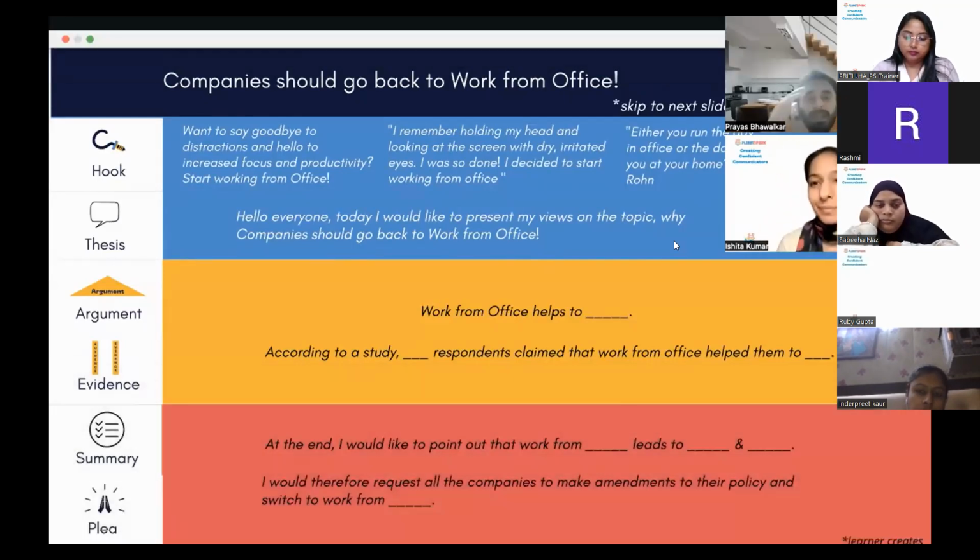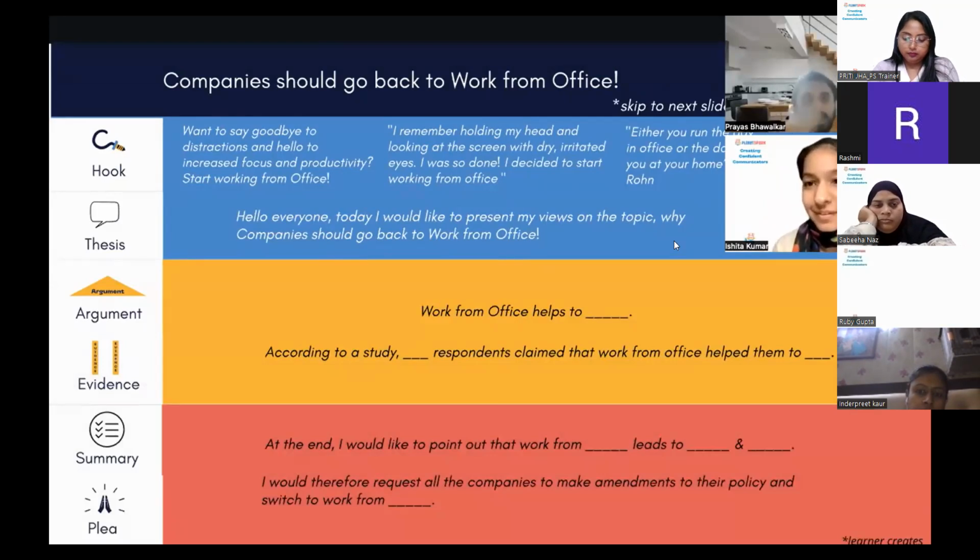I remember holding my head and looking at the screen with so many irritated eyes. And I said to myself, I was done. I decided to start working from office now. Hello, everyone. Today, I would like to present my view on the topic why companies should go back to work from office. Work from office helps a lot when it makes our lifestyle better. It improves our physical and mental health, and also increases productivity.